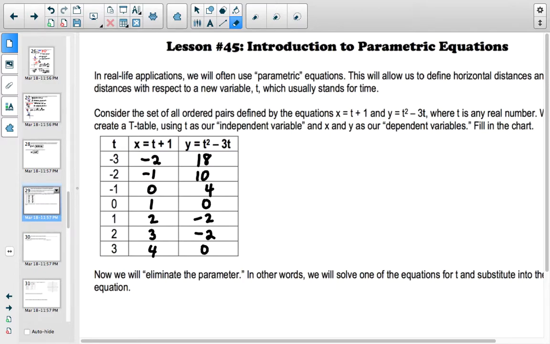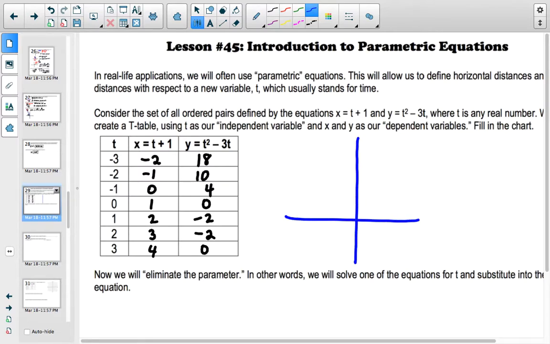Too much to fill in, huh? So what happens is we have all these points that we could plot. So I could plot -2, 18. I could plot -1, 10. I could plot 0, 4, 1, 0, 2, -2, 3, -2, and 4, 0. What shape do you think it's going to end up being? Yeah, it kind of looks like it's going to be a parabola, right? So you can start plotting those things.